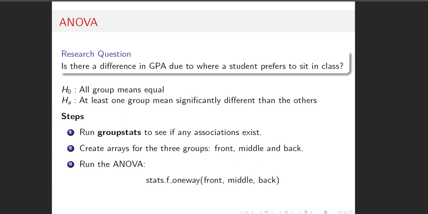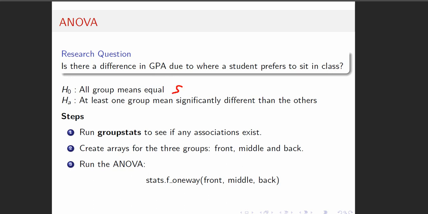Okay, so ANOVA. I would really like you guys to connect the idea of a t-test, a 2-sample t-test, to the ANOVA. Why? Well, a 2-sample t-test can, believe it or not, only handle 2 groups. But the ANOVA can handle more groups, okay? So I like using the sit class variable. And we need a numeric variable. So we're going to see if the numeric variable is different based on the category variable of where they like to sit in class. Now, the null hypothesis is that everything is the same or equal.